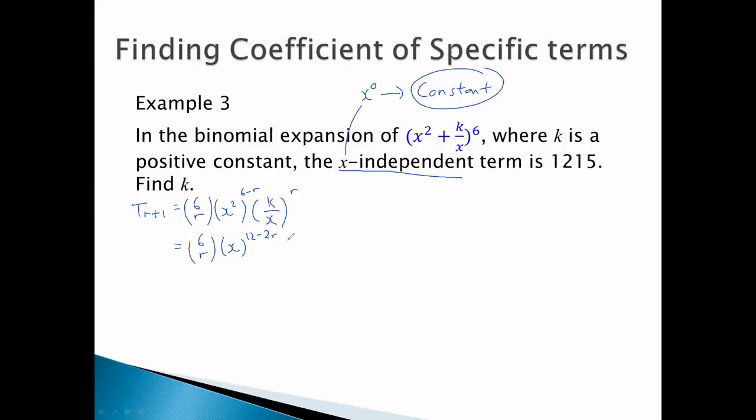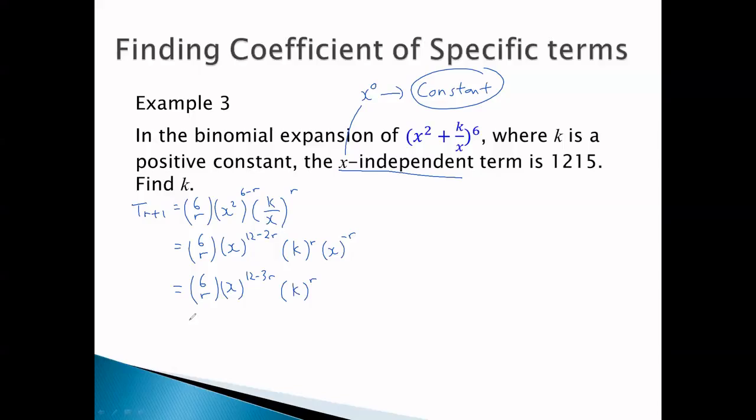And now I'm going to separate this. It's actually k to the power R and x to the power negative R because the x was in the denominator. So it's actually x to the power minus 1. So x to the power minus 1 times R is x to the power minus R. And now I can join these two x up again by rules of indices. 6 choose R, x to the power 12 minus 3R, k to the power R. And there you go, that is my general term.